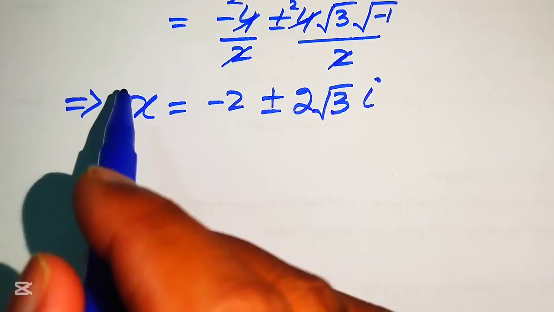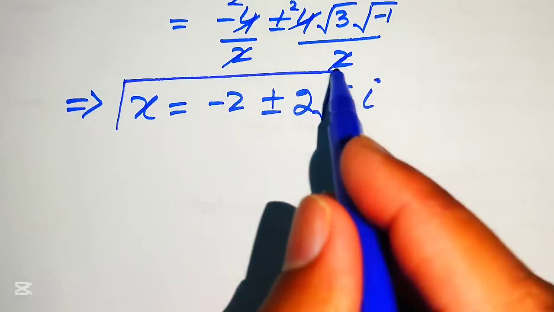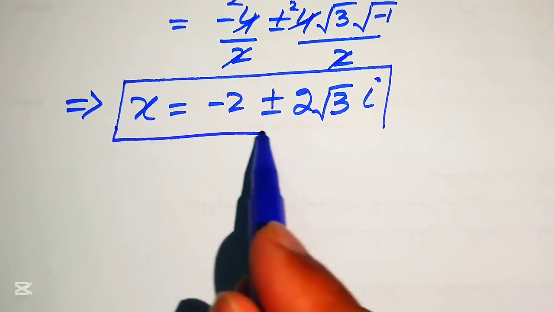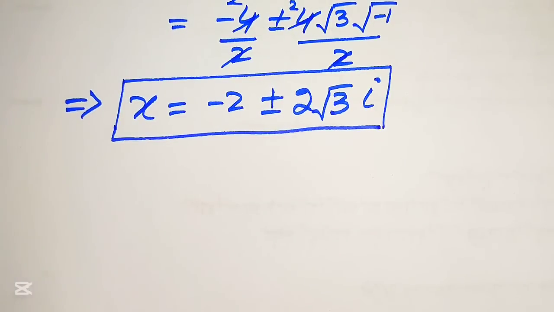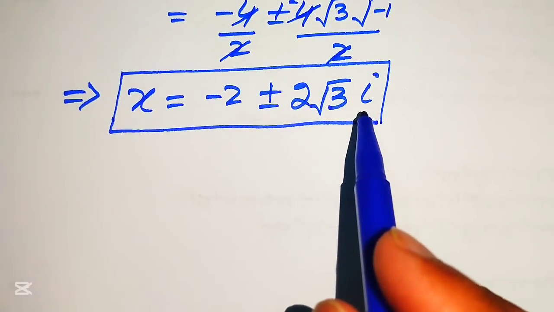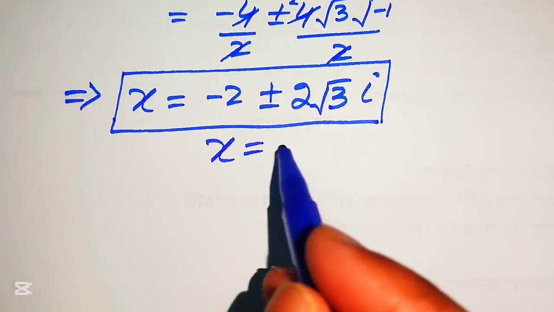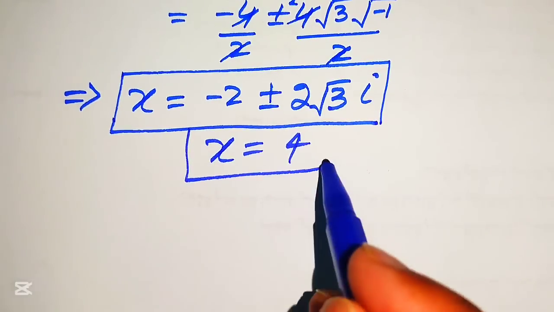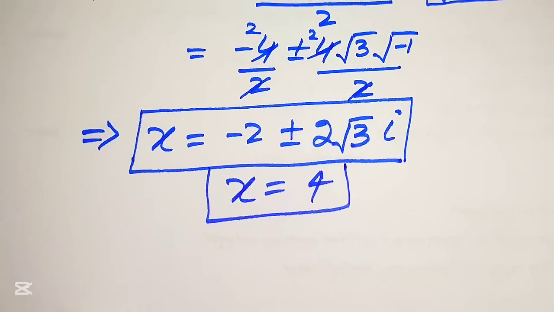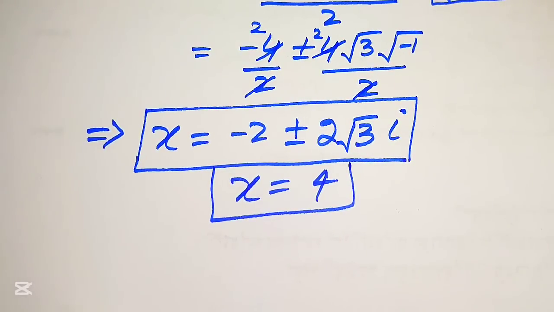So these are the other two complex roots of the given equation, and the given equation has a total of 3 roots, in which these are 2 complex roots, and x equals 4 is the one real root of the given equation. And this is the final answer.